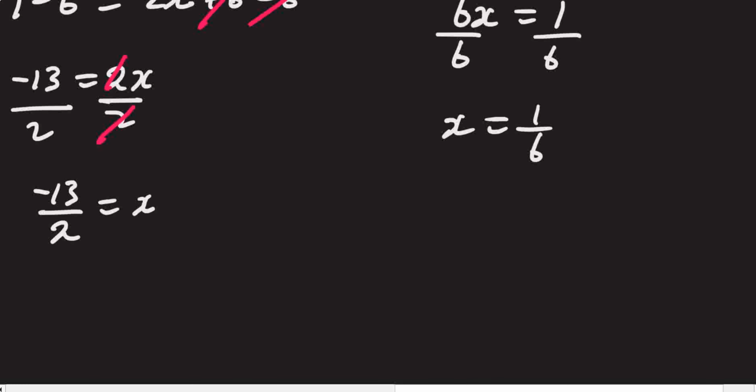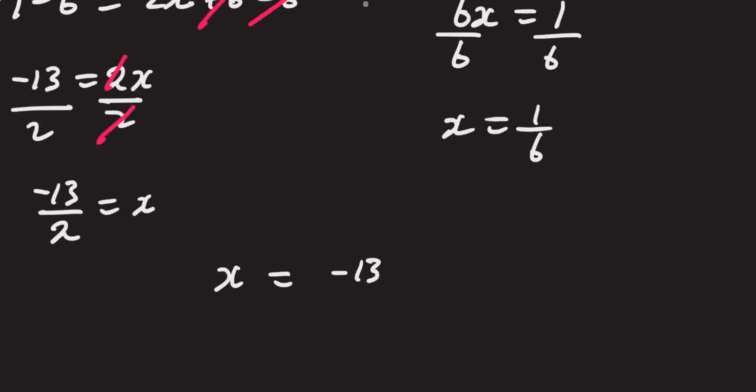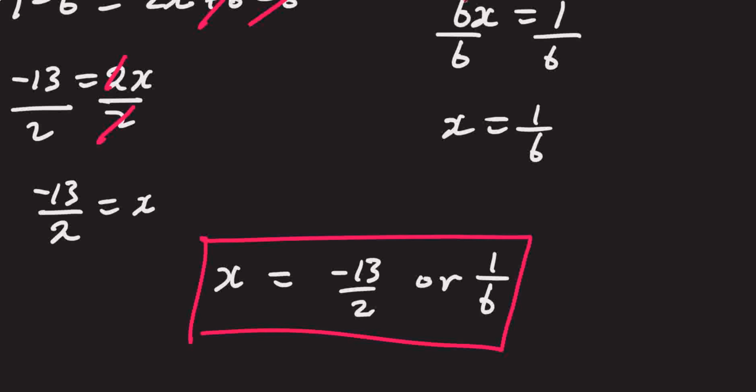Therefore, x is equal to negative 13 over 2, or 1 over 6. So this is the final answer to this question, and I hope it makes some sense. All right, let's go on to the next one.